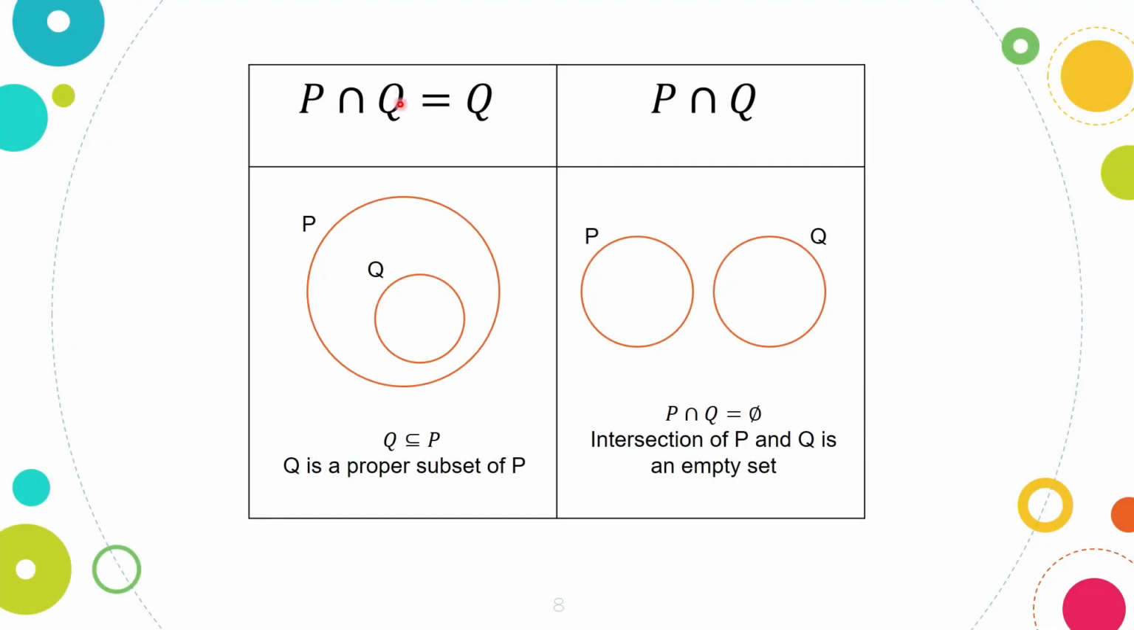Next, P intersect Q equal to Q. Okay, what does this mean? Okay, this is a subset. Okay, this is the Venn diagram for this column, and then Q is a proper subset of P.